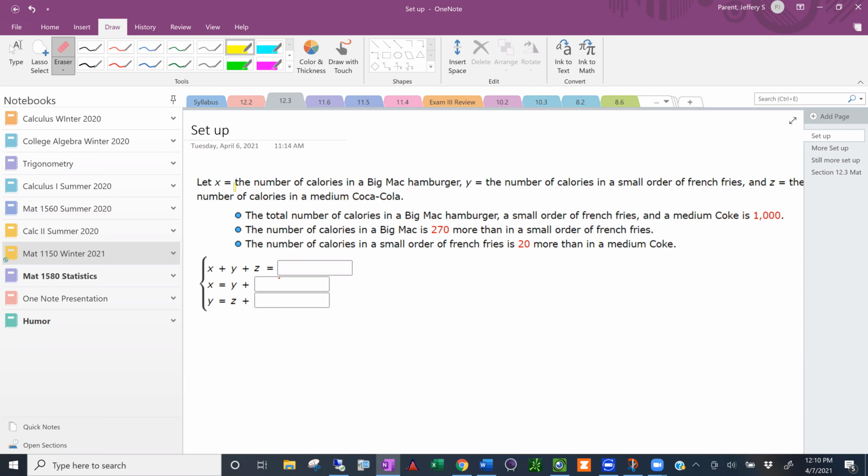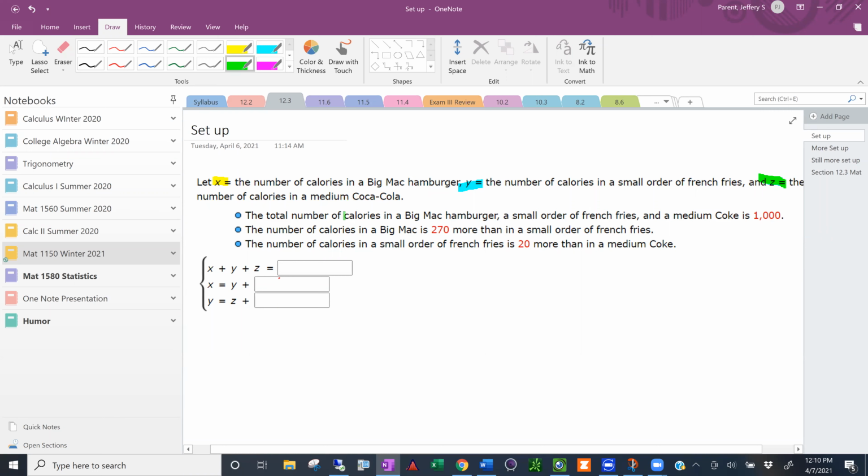So in this case, they give us an unknown for X, the number of calories in a Big Mac. Y is the number of calories in an order of small fries. And Z is the number of calories in a Coke. So X, Y, and Z. Now they give you enough information to come up with these three equations.